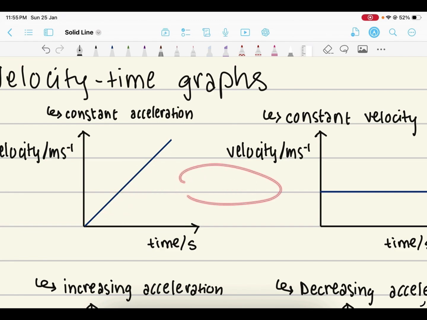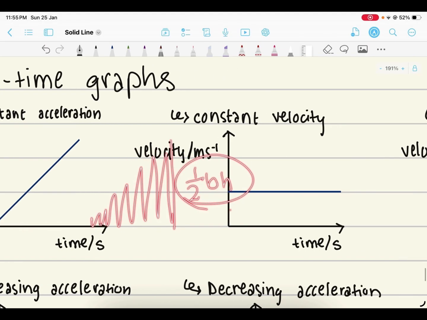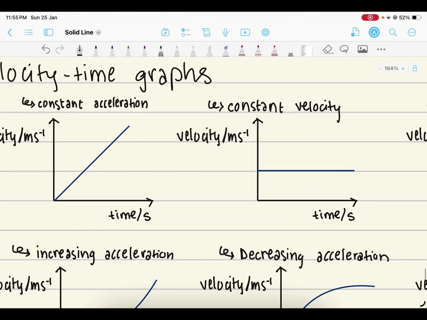At times they would give you a graph and ask you to calculate a distance, so you just have to calculate the area under the graph. For a triangle, the area is half BH. If, for example, our graph is like this, you can either calculate the area of a trapezium like this, or you can divide it in 2 parts, calculate the triangle first, and then the rectangle area, and then add it all together. That's how you can get the distance.